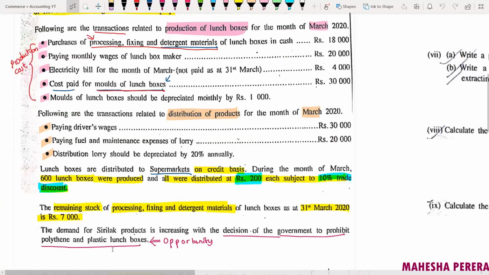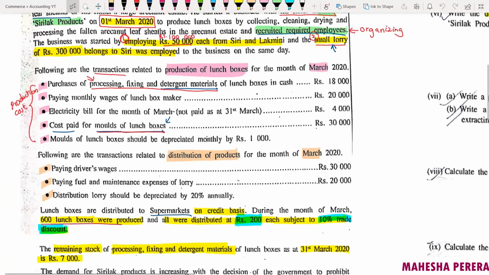It says 600 lunch boxes were produced and also distributed at 200 each. 600 were produced and all were distributed. So the number of lunch boxes distributed is also 600. So what's the total sales? 600 times 200 rupees. And also don't forget the 10% trade discount. To find out the net sales, you need to take off 10% from 600 times 200.